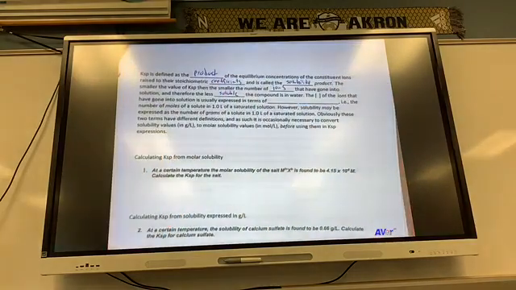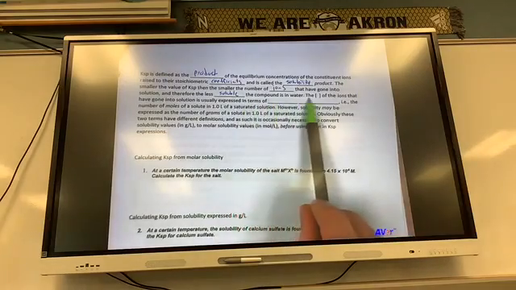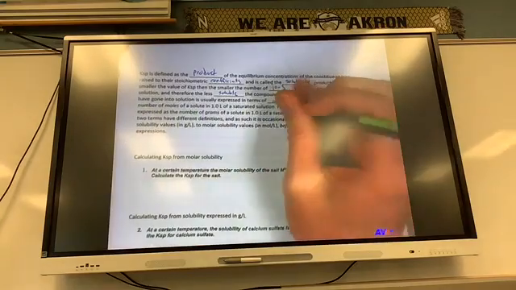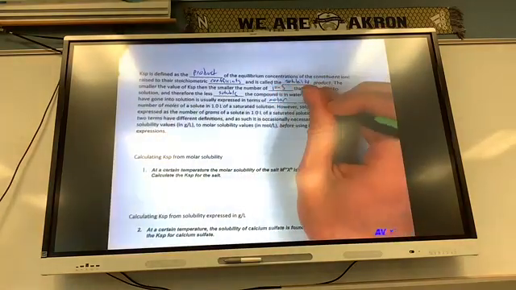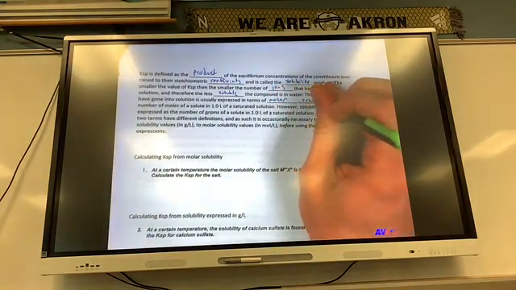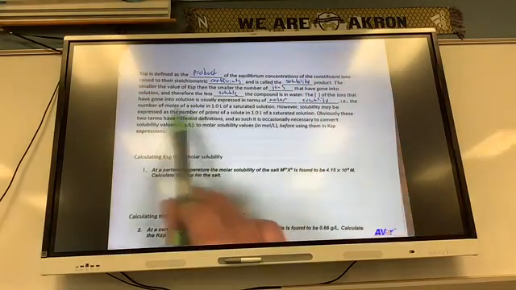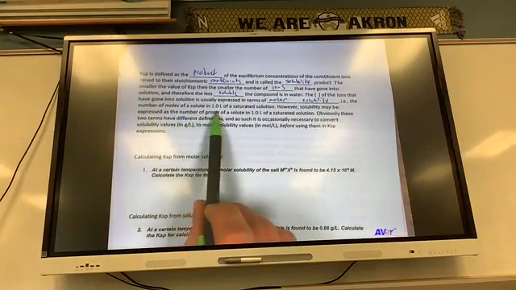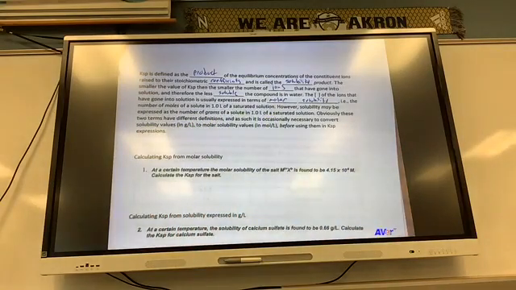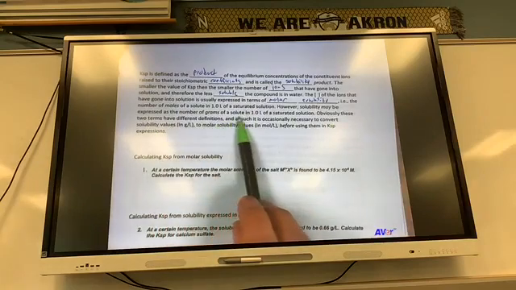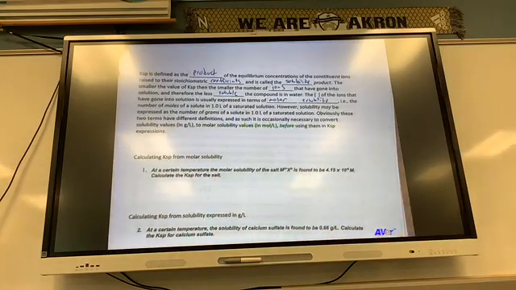So, big KSP, it's soluble. Small KSP, it's not very soluble. The compound is in water. The concentration of the ions that have gone into solution is usually expressed in terms of molar solubility. For example, the number of moles of a solute in 1 liter of a saturated solution. However, solubility may be expressed as the number of grams of a solute in 1 liter of saturated solution.